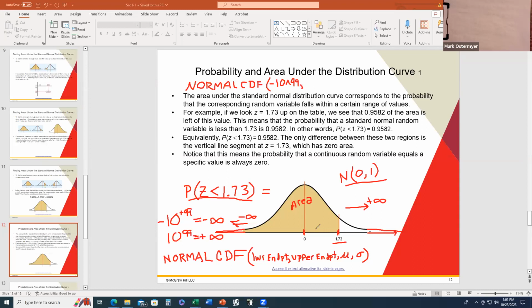Comma, the upper endpoint is 1.73. Comma, the mean of this distribution, since it's the standard normal distribution, is 0. Comma, the standard deviation, since it's the standard normal distribution, is 1. When you dial it up, you'll compute this shaded area, this probability. So let's go get our calculator and show ourselves how to do it.